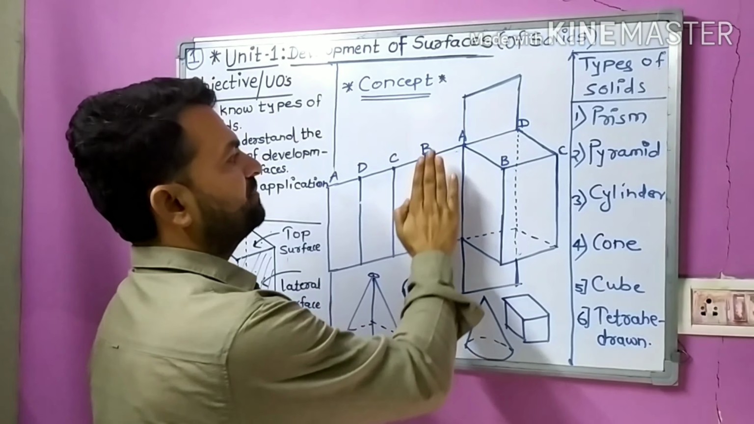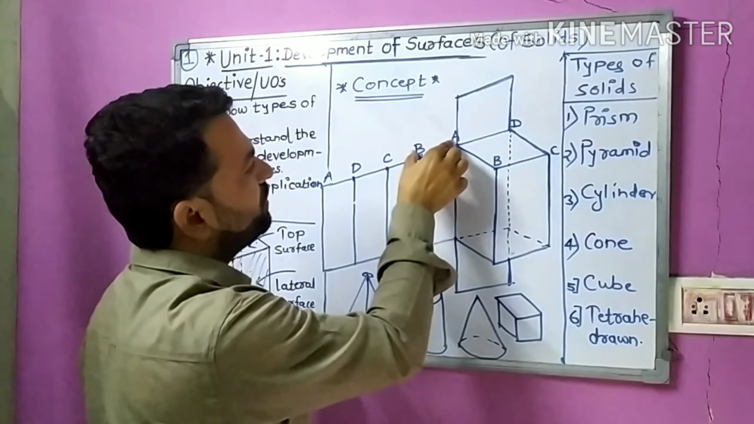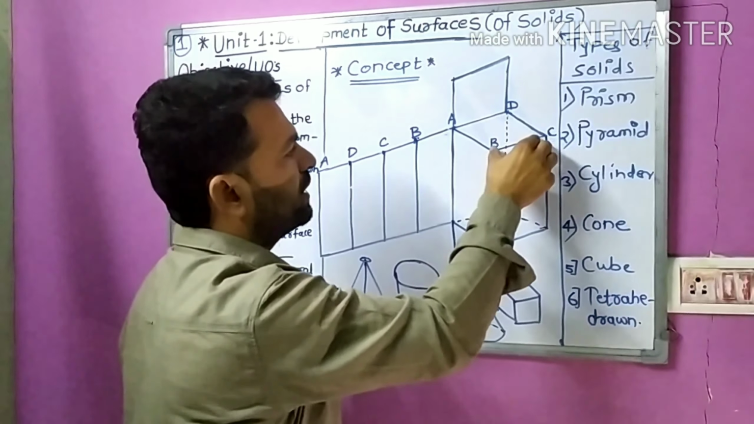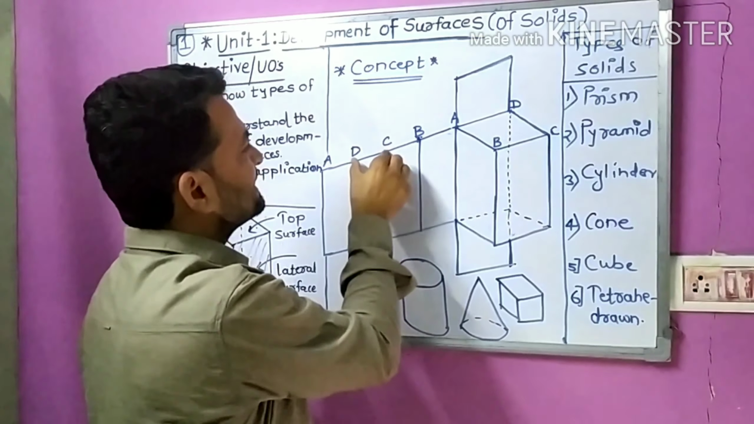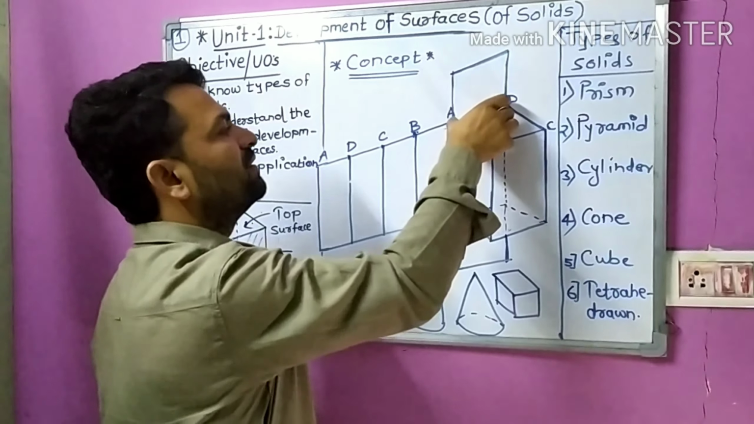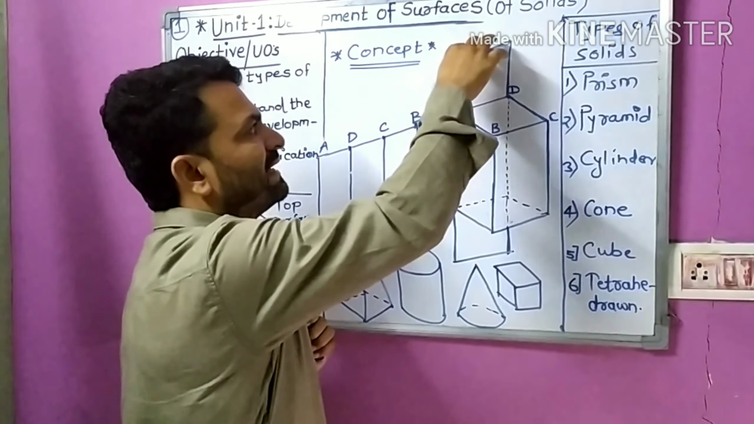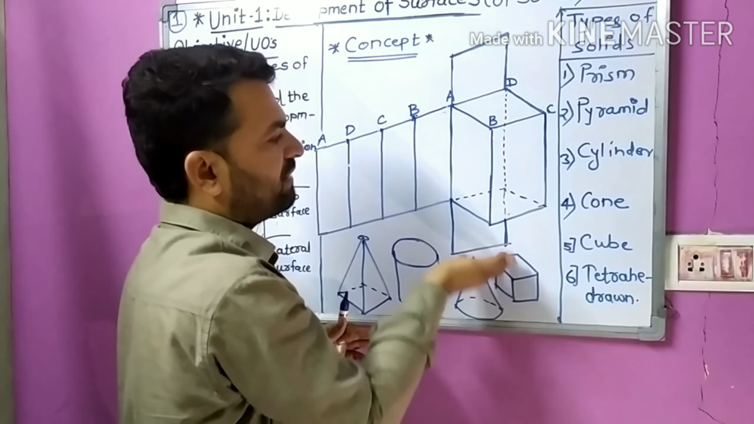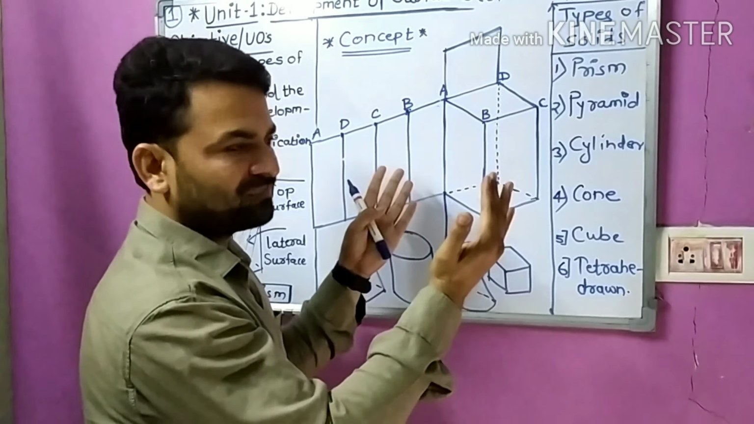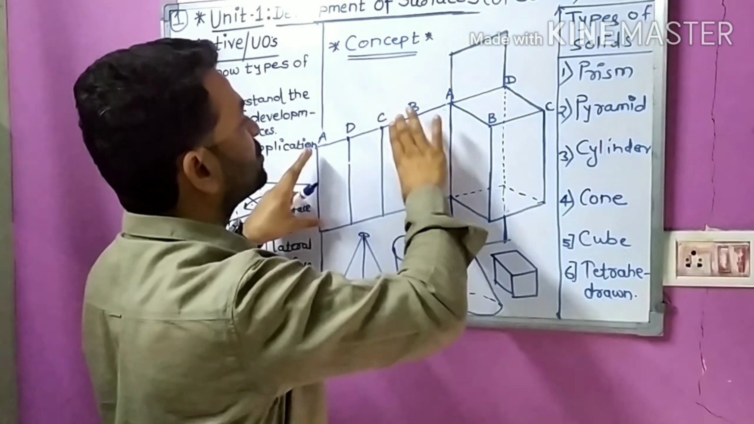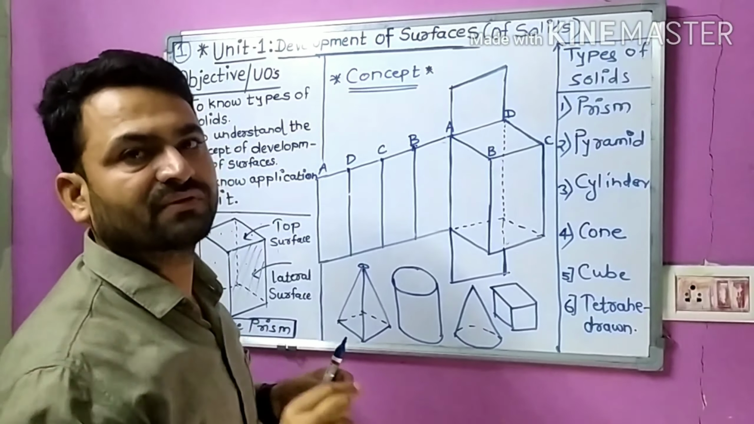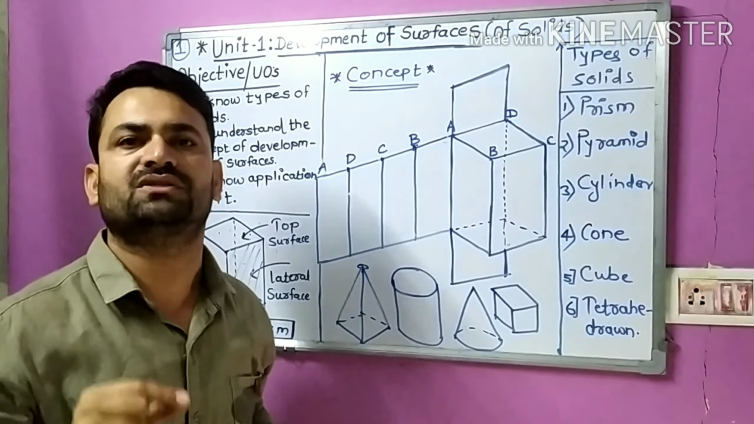Again, we can do it like this. For wrapping, this will fold A to B, again C to B will fold over this portion, C to D will fold over this portion, and finally A to D will fold over this portion, and this will pack from the top side, this will pack from the bottom side. This is the wrapping. And when you unwrap, this is the portion, and this portion is exactly known as development of lateral surfaces of solid, and this is the concept of this video.